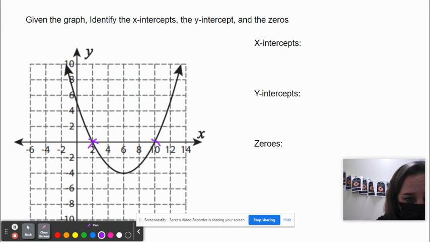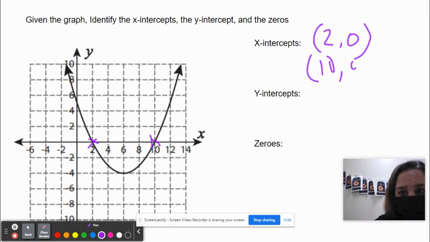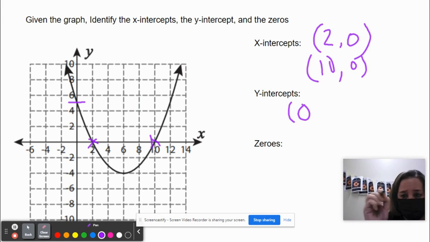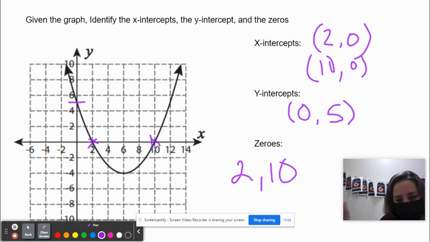X-intercepts. Right there. Okie dokie. Now the y-intercept is right there. You might want to say 6. You might want to say 4. It's kind of halfway between. I'm going to say that's at 5, right? So we would have 0 in the x direction, because you're not going anywhere. But then you go up 5. And then my zeros are just 2, 10. Again, no parentheses.